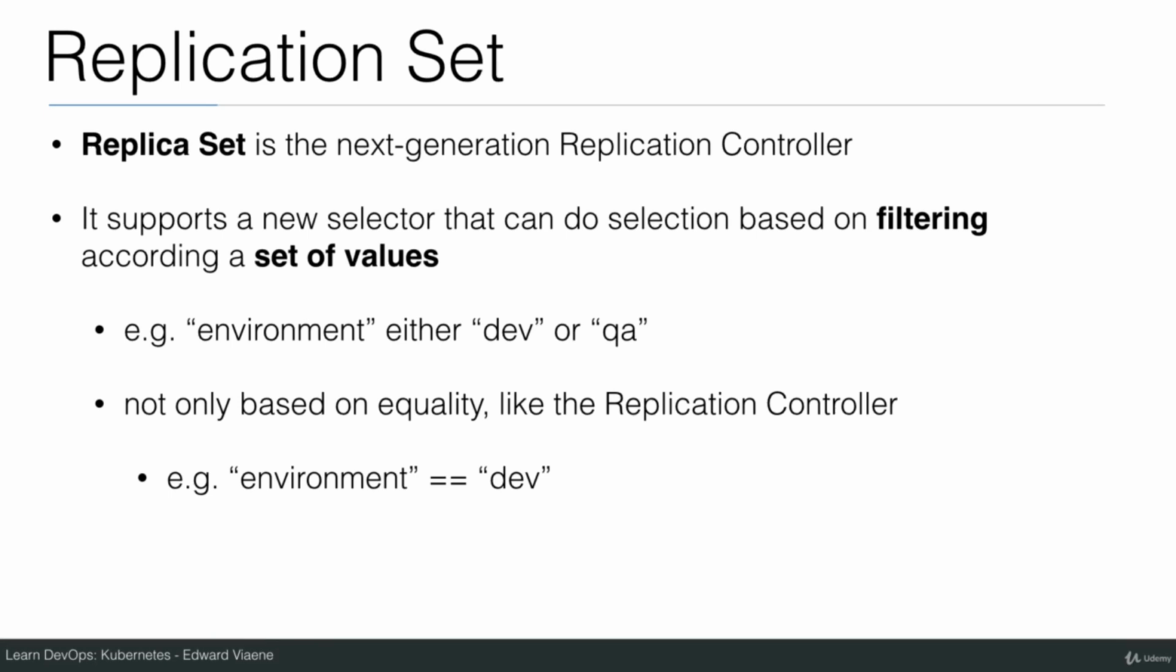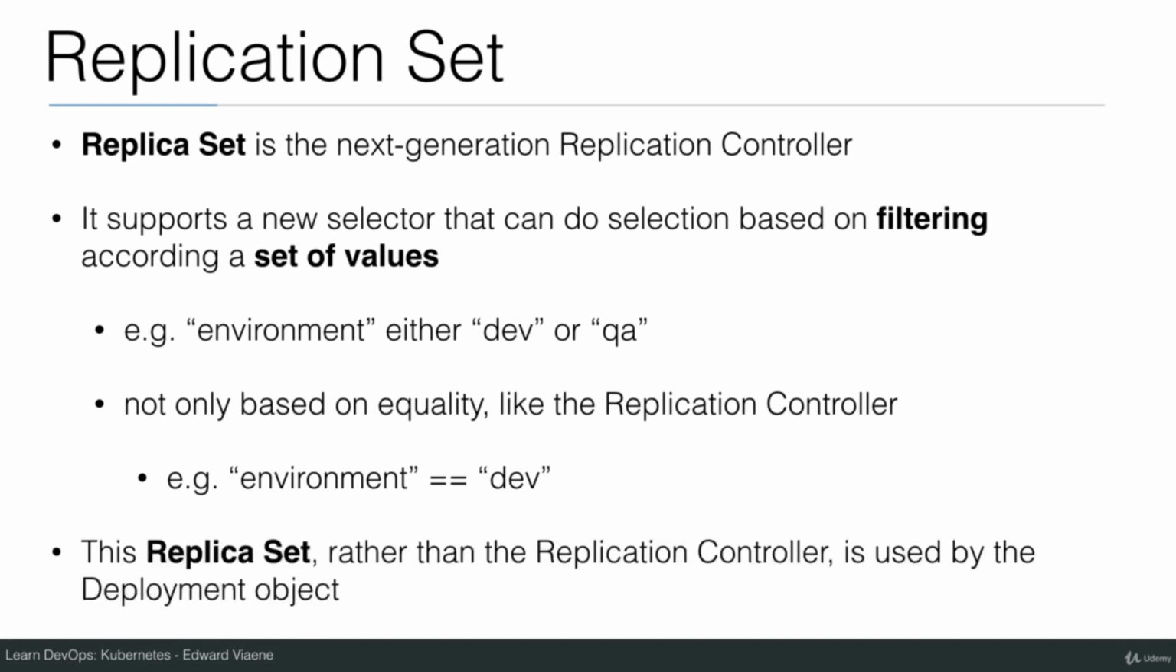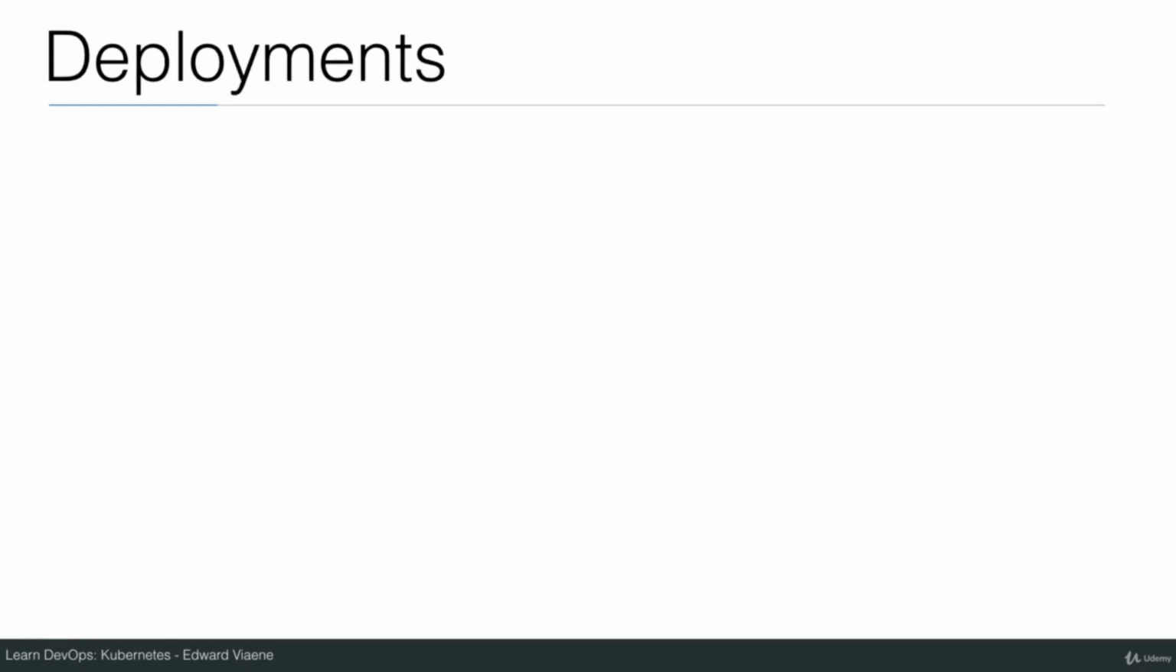You couldn't do anything more complex. With the replica set, you can do more complex matching. This replica set, rather than the replication controller, is used by the deployment object. Let's talk about deployments now.